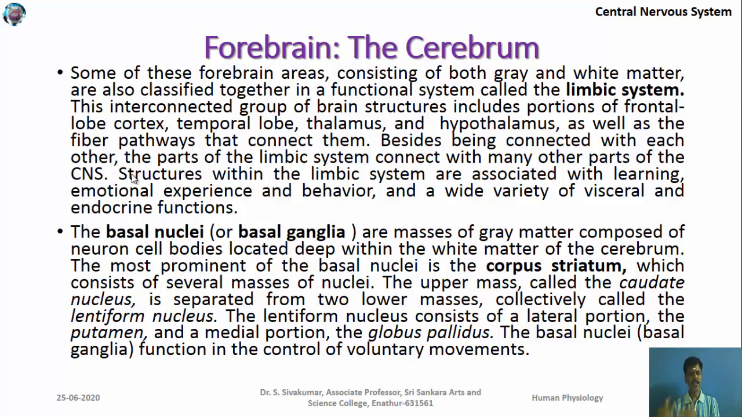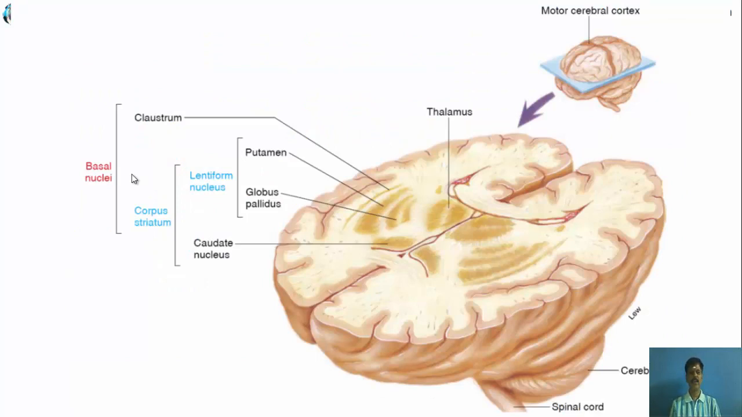Then when you come down, the basal nuclei are masses of gray matter composed of neuron cell bodies located deep within the white matter of the cerebrum. So the gray matter present within the deeper region of the cerebrum is known as the basal nuclei. These basal nuclei can be divided in different ways. There are two regions, from the two different hemispheres. The basal nuclei consist of the corpus striatum, one part, and the claustrum, another part. The claustrum is a very thin region, whereas the corpus striatum is a thick region.